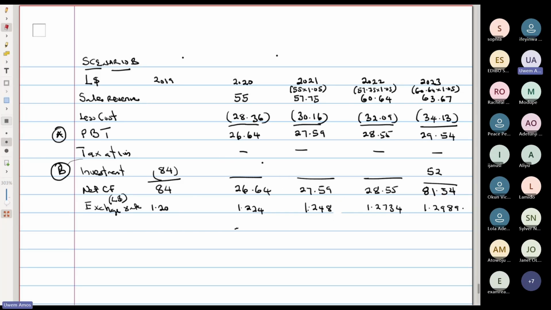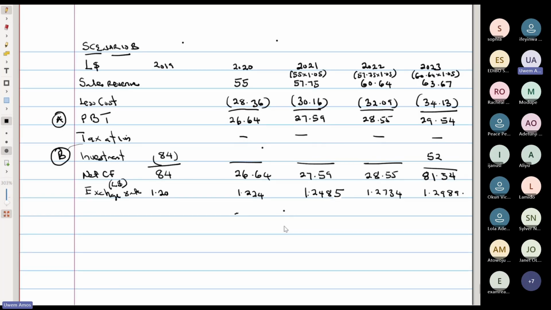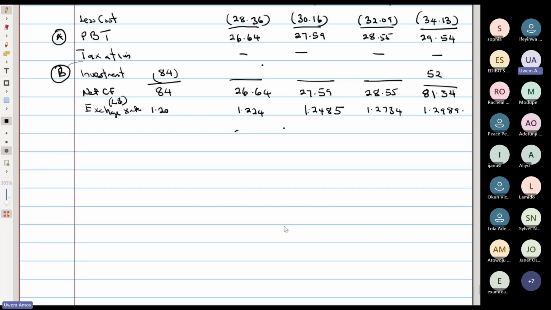Okay, let's get down with our remittance. So just like we mentioned in our previous class, if there is any restriction, just ensure that you move only the amount that you're permitted to move. But in our scenario, there's no restriction. So we assume that we're able to move 100% of whatever we made from Linda. Very important to take note of that. Okay, so let's remit.